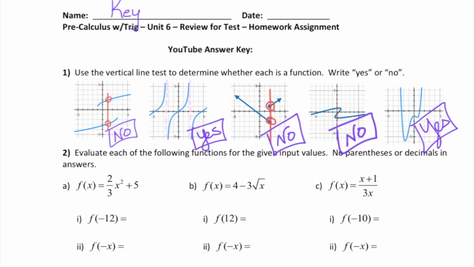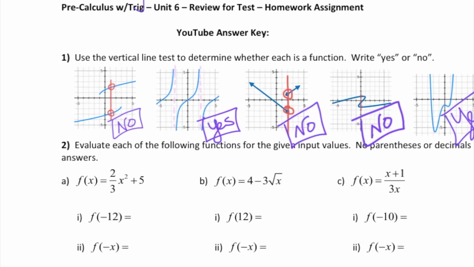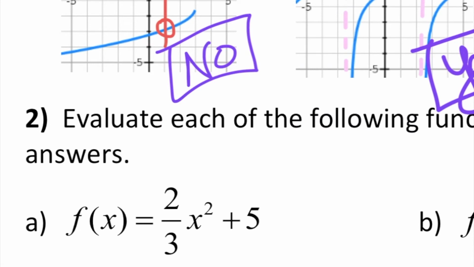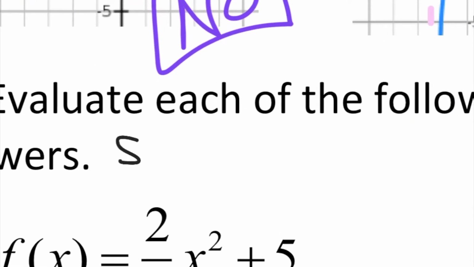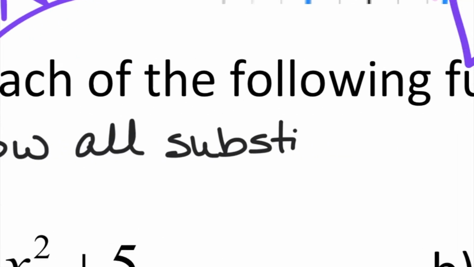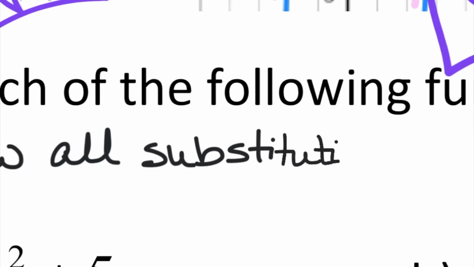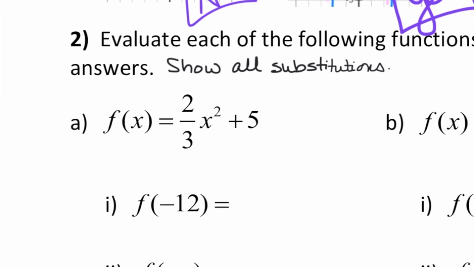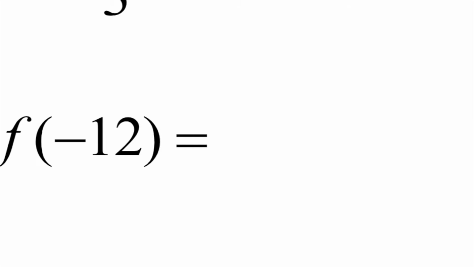Now, in number 2, you will be asked to substitute. I didn't put that in the directions, but I will now: show all substitutions, and I will ask you to do that on the test as well. So show all substitutions. And I clearly didn't give you enough space, my apologies. I didn't realize that until I had put the document together and it was too late to change.